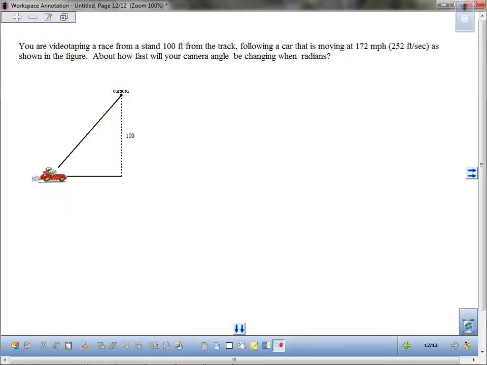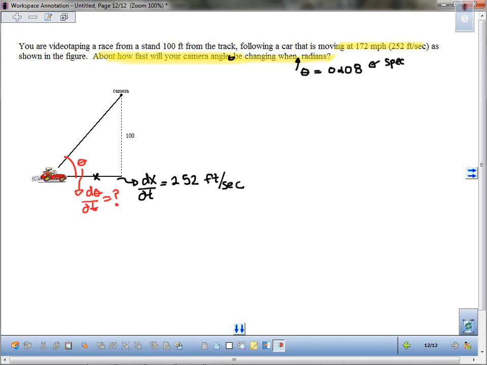So for this problem, we want to find how fast our angle is changing. So we need to find d theta. So we're going to write my angle, and this is what I'm trying to find. Okay, I know that the speed of the car, which I'm going to call x, is going to be 252 feet per second. So I'm going to use the feet per second instead of miles per hour because I'm given 100 feet. The angle is going to be 0.108, and this is a specific moment in time.